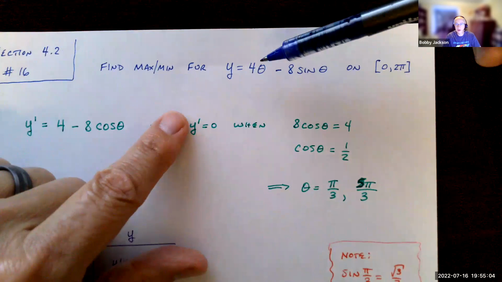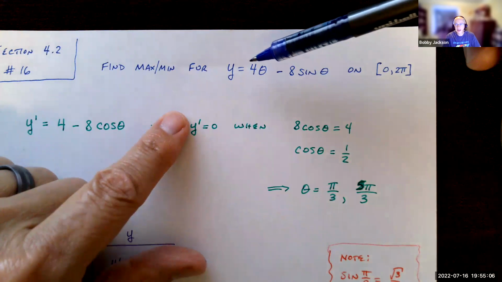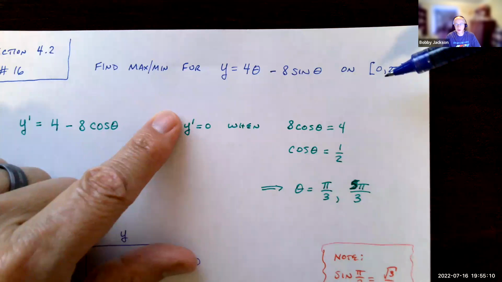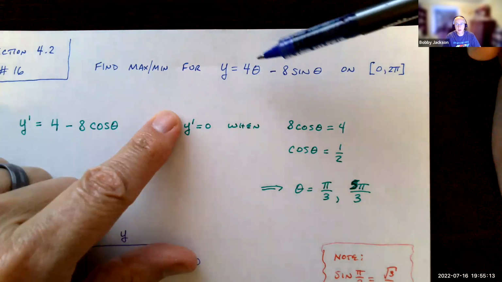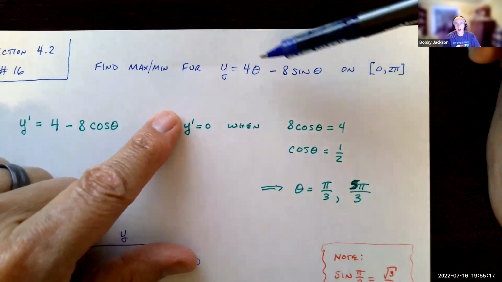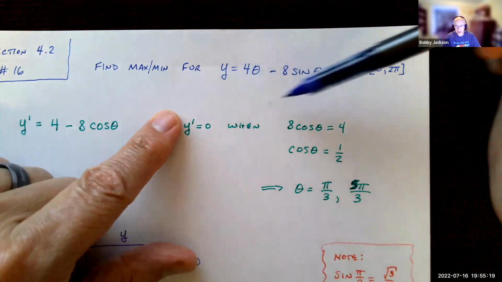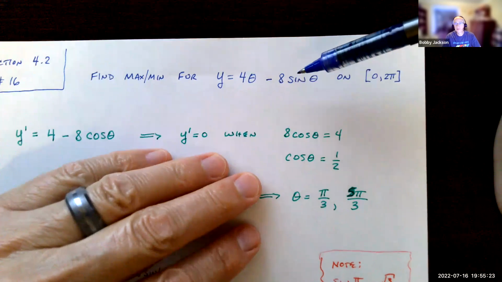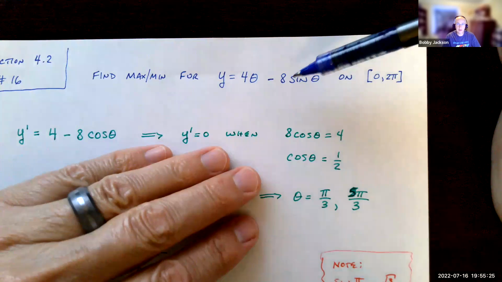In order to do that, we need to check the value of this function. It's a continuous function on a closed interval, so we're guaranteed to have a maximum and minimum. Where do they occur? Either at the endpoints or at the critical points. So we need to check the value of this function at the endpoints and at the critical points. In order to do that, we of course have to find the critical points.